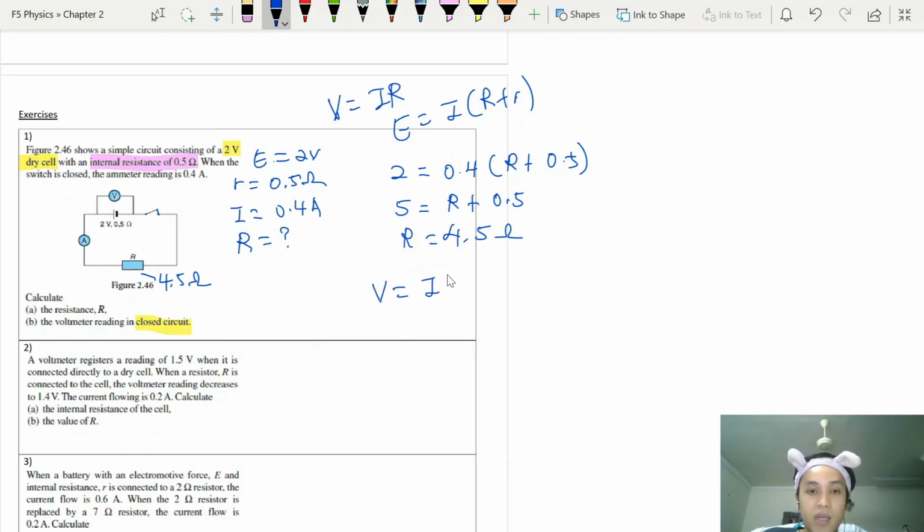I multiply by R, right? But this R is the total resistance here, meaning outside here. So this one will be 0.4 times 4.5, so I think you will get 1.8. Technically that is how you calculate. You just need to understand what you're finding.